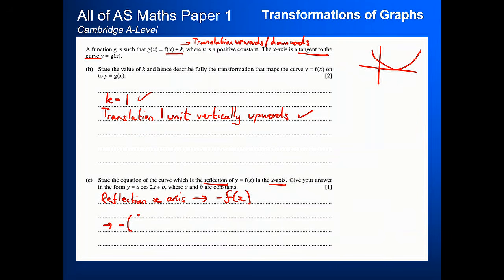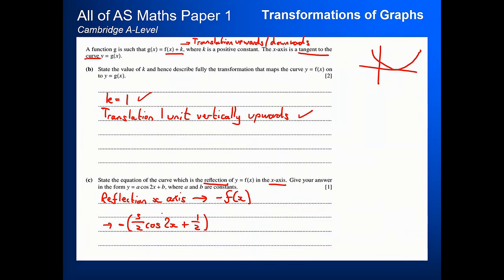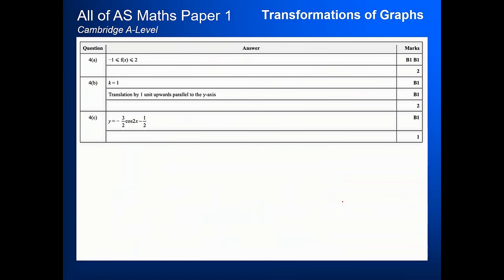So minus 3 over 2 cos 2x plus a half. And if we multiply out the single bracket, then we get y is equal to minus 3 over 2 cosine 2x minus a half. Remember, both of these turn negative in order to get this reflection happening. So a is equal to minus 3 over 2 and b is equal to minus a half. Again, you can check the mark scheme there. It's not very helpful explaining exactly where these answers come from.